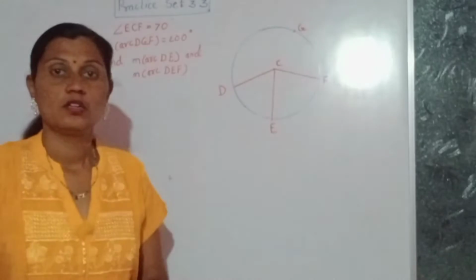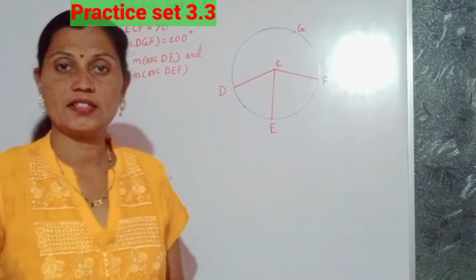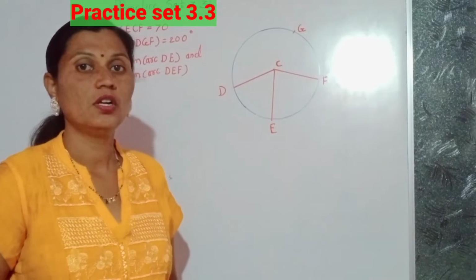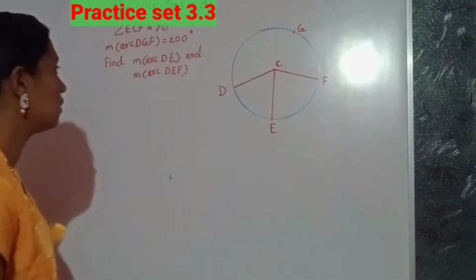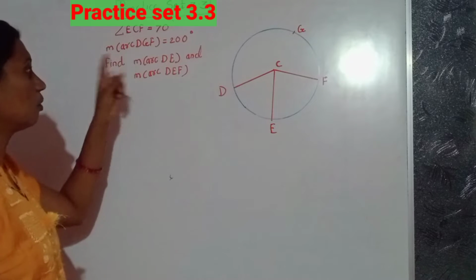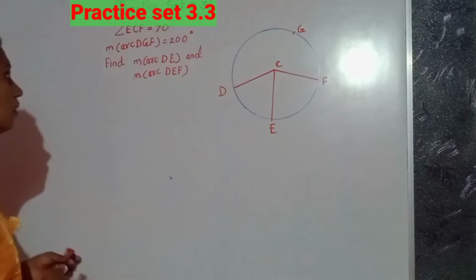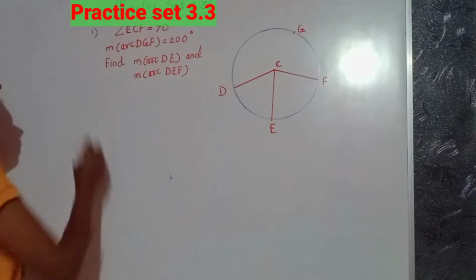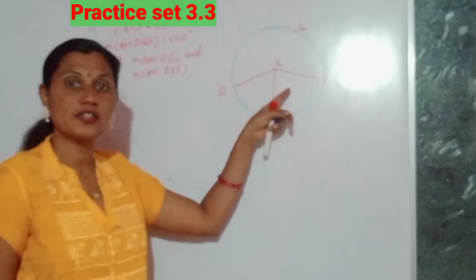Hi students, now we are going to solve Practice Set 3.3 from the Maths 2 10th standard lesson, Circles. The first example is given. In the first example, this is a figure with center C.